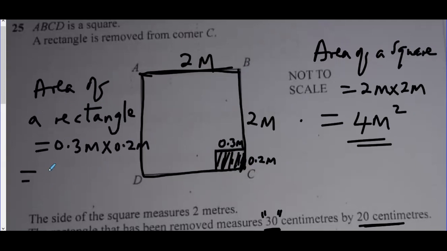And this will give you 0.3 times 0.2. This will be giving you 3 times 2 is 6, and you have 2 decimal places. We're going to have something like this. Okay. So we're going to have 0.06 meters squared. Let me check properly. 3 times 2 is 6, and we have in total 2 decimal places, and this is how it will be. So the area of the rectangle that has been removed is 0.06 meters squared.